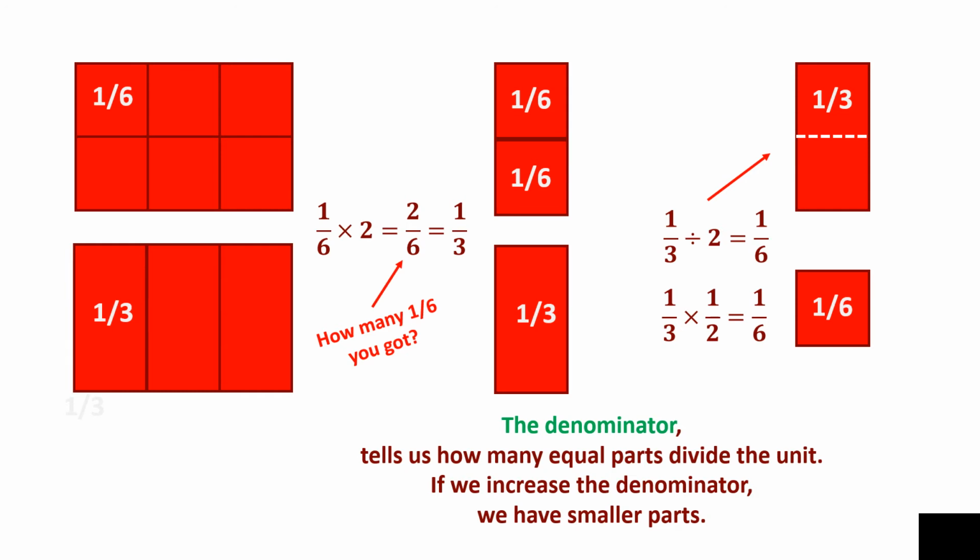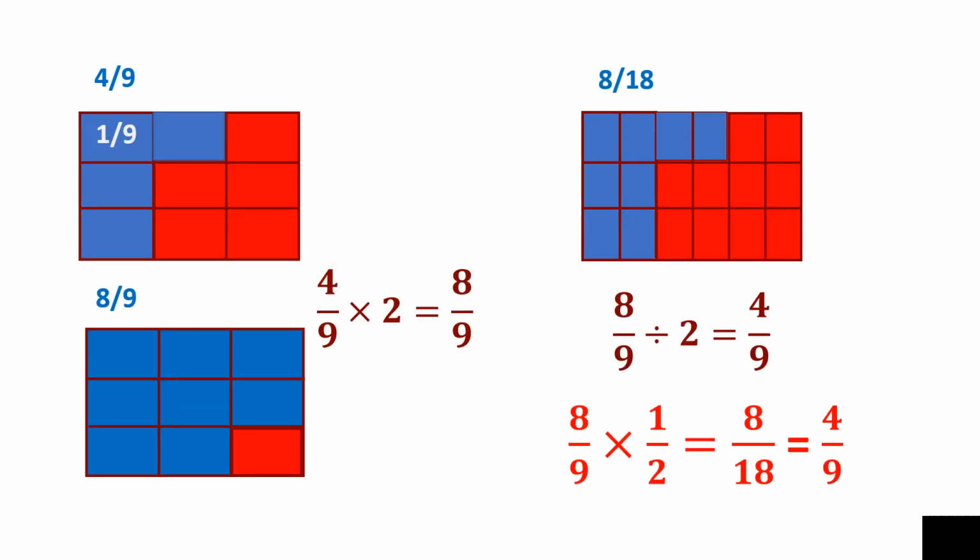We have actually increased the number of parts dividing the unit. Instead of a unit divided into 3 equal parts, we now have the unit divided into 6 equal parts, and we have one of them. Let's look at another example. Here we have a unit divided into 9 equal parts, or ninths, and the numerator tells us that we have 4 of them. We have 4 ninths.